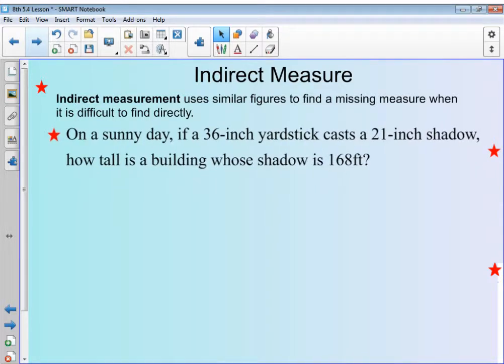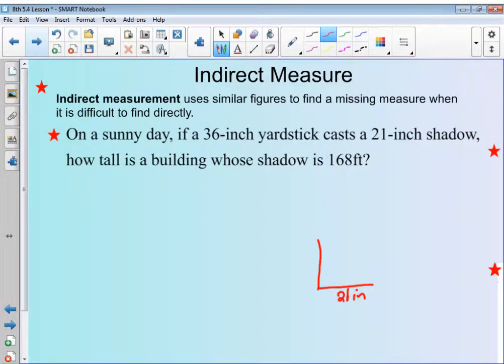Okay, so here's a word problem. It says on a sunny day, if a 36-inch yardstick casts a 21-inch shadow, how tall is a building whose shadow is 168 feet? So if you're a visual person, you could draw a really quick picture of this. So I've got my yardstick and the shadow. So the shadow was 21 inches. The yardstick was 36 inches.